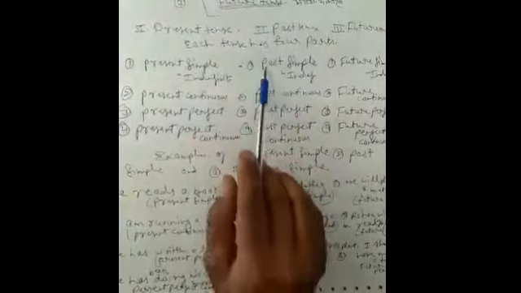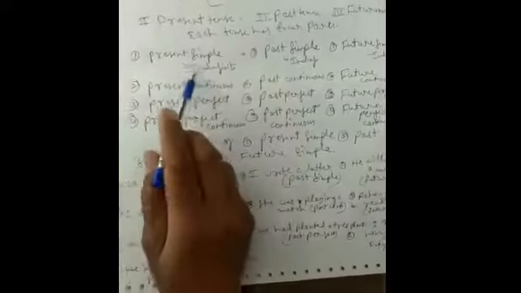Now come to the next point. Each tense has four parts. Present tense has four parts. Past tense has four parts. Future tense has four parts. Now we will discuss its parts.